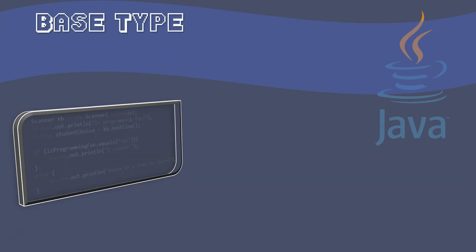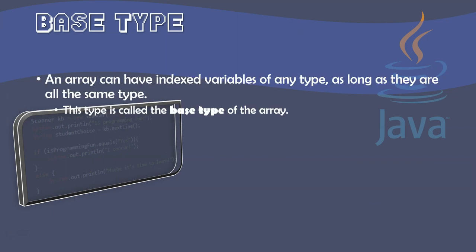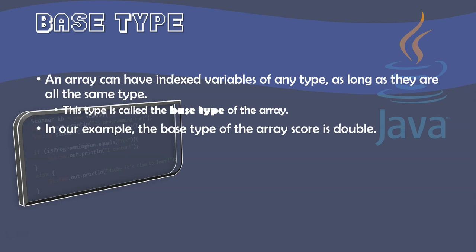The next thing to discuss is the base type of an array. So an array can have index variables of any type as long as they are all the same type. This is referred to as the base type of the array. In our example, the base type of the array is double because it's double score.